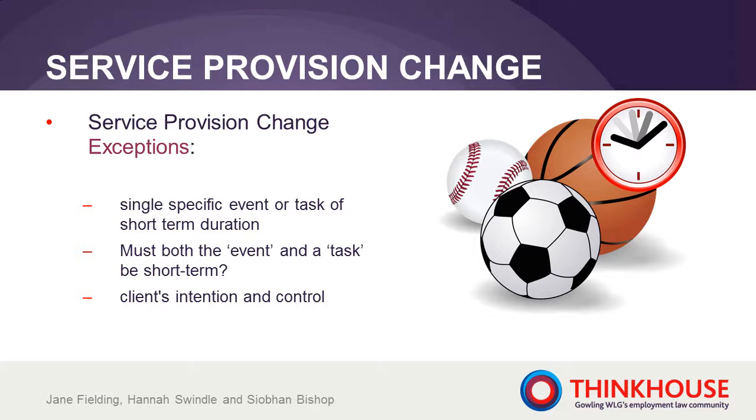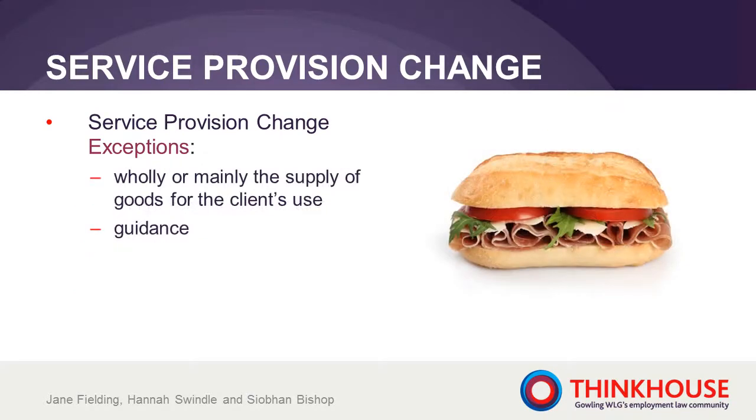The second exception relates to the supply of goods. So if the activities consist of the supply of goods, then a service provision change is not expected to apply. And government guidance again gives an example for us, and they've set out where they see this exemption applying. If a client engages a contractor to supply sandwiches and drinks to its canteen every day for the client to sell on to its own staff, then they see the exclusion applying. However, if the contractor was engaged to actually run the canteen, then TUPE may apply.